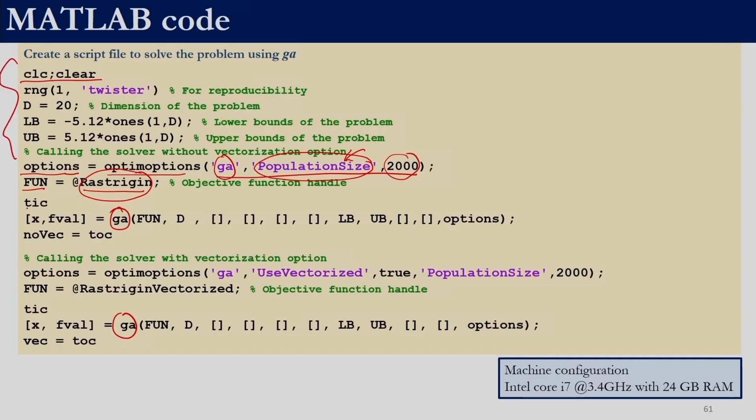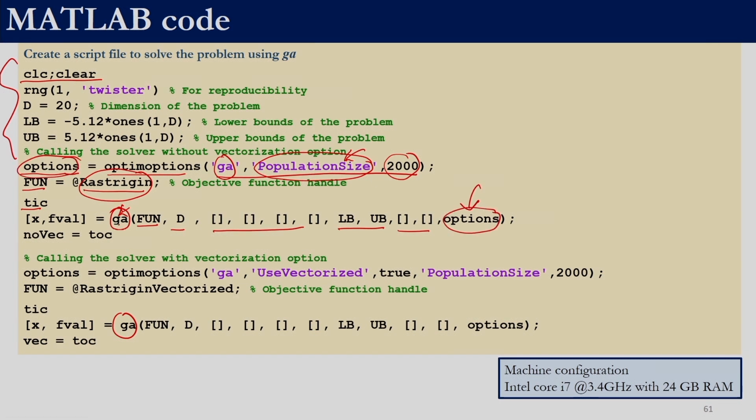We are using this tic function in MATLAB, right. That is similar to starting a stop clock, right. So, we are executing GA, right. We are providing the name of the fitness function, the number of decision variables, there are no constraints, the lower and upper bound, there are no nonlinear constraints and integers, and we are providing these options.